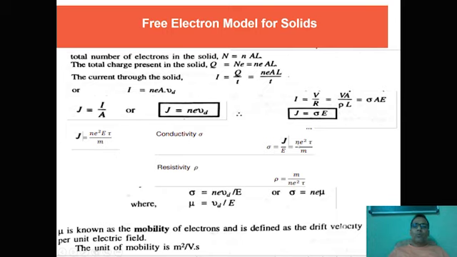By comparing these two, one will have sigma equivalent to J, which is ne squared E tau by m, where Vd is replaced by E tau by m. So this is the current density J. Just by comparing one equation to another, we will have this formula for the conductivity in terms of mobility, that conductivity sigma is equivalent to n e mobility. So students just have to play with these parameters, and this can be easily formulated.